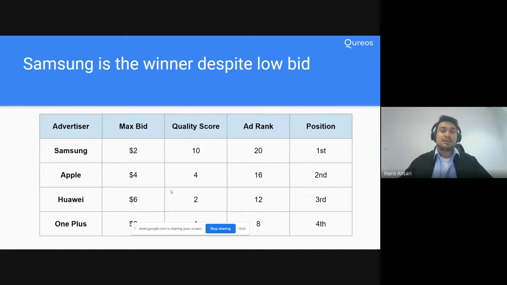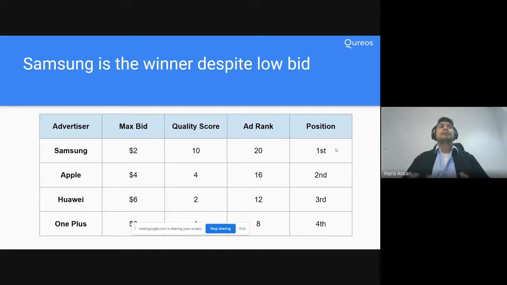All of those who have answered Samsung are right, because the formula is bid times quality score. When you multiply bid with quality score, you get the ad rank. Samsung's ad rank is 20, Apple's is 16. And that's how the positions are decided. The higher the ad rank, the higher the position will be. Samsung got an ad rank of 20, so their position is first.